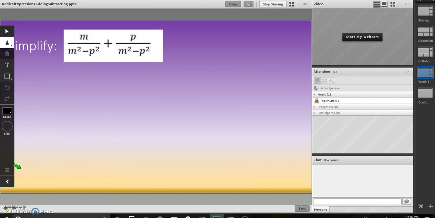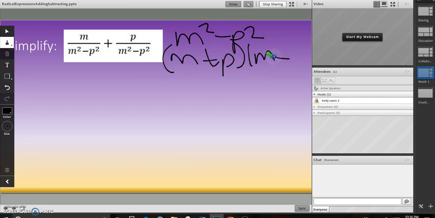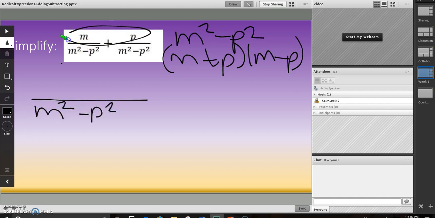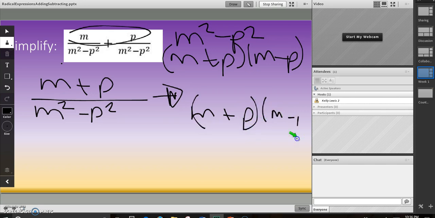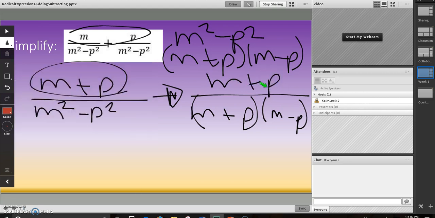All right, let's try here. So m squared minus p squared factors to m plus p and m minus p. It's the same on the bottom, m squared minus p squared. And so we're just going to add the tops, m plus p. But the bottom is really m plus p, m minus p. And then I'm going to write this guy, m plus p. And then look, m plus p, m plus p. So I canceled this, so all that's left over is a 1. So I really have 1 over m minus p.